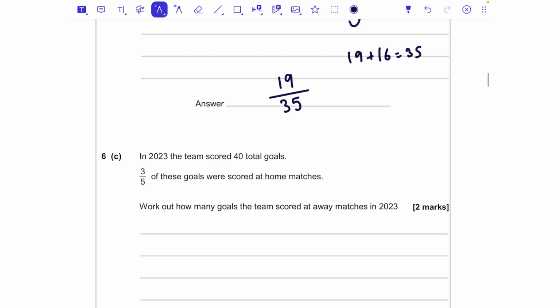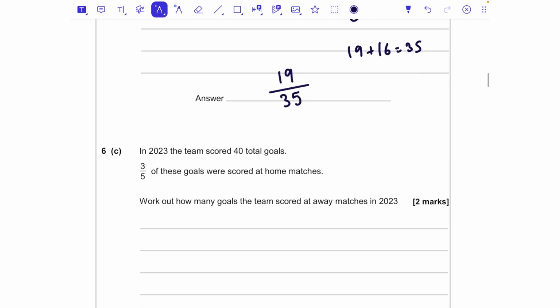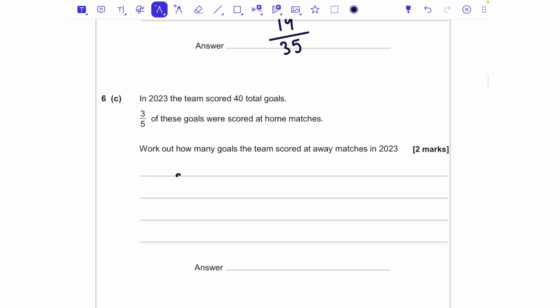Part C, in 2023, the team scored 40 total goals. 3/5 of these goals were scored at home matches. Work out how many goals the team scored at away matches. A couple of ways you can do this. I think I'm just going to go for the straightforward 3/5 of 40.